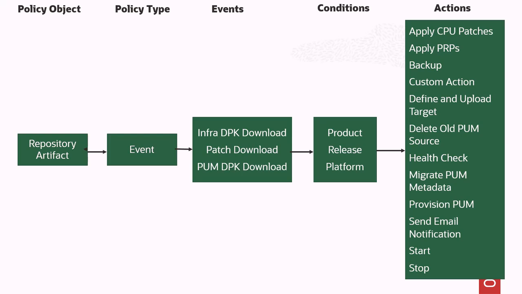The available actions are apply CPU patches, apply PRPs, backup, custom action, define and upload target, delete old PUM source, health check, migrate PUM metadata, provision PUM, send email notification, start, and stop. It is possible to set a schedule at the action level in some cases.